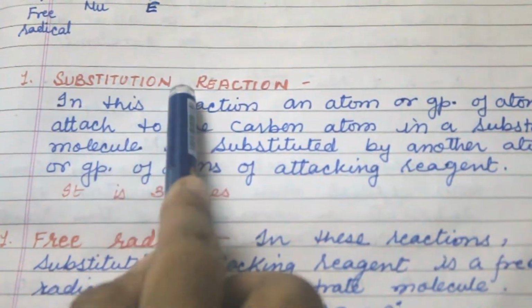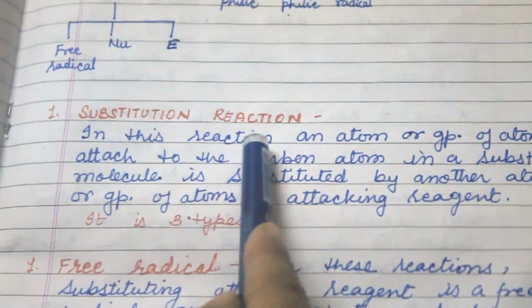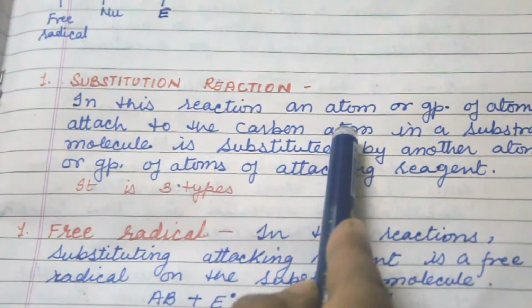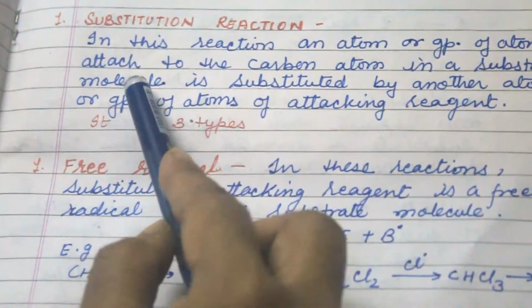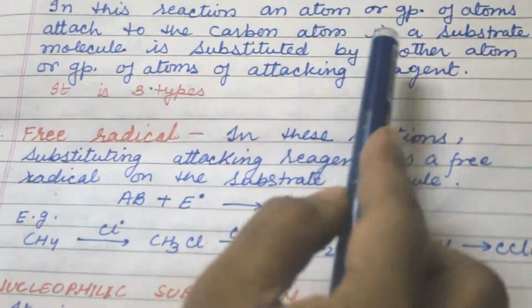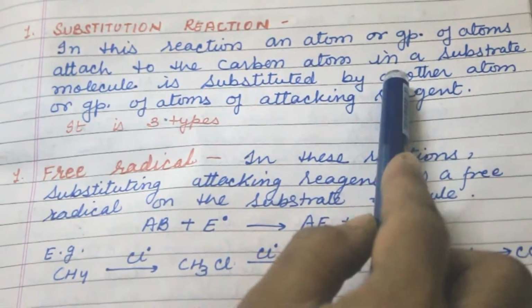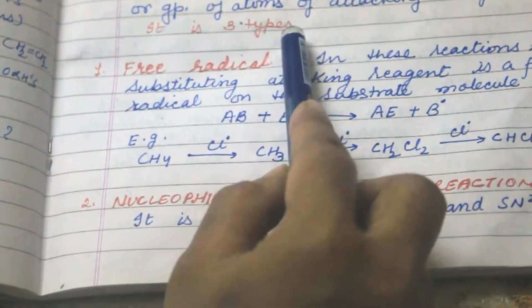Now this is the substitution reaction. In this reaction, an atom or a group of atoms attached to the carbon atom in a substrate molecule is substituted by another atom. One atom is replaced by another atom in this reaction. It is of three types.